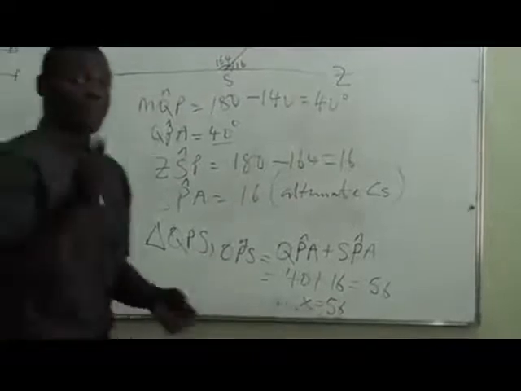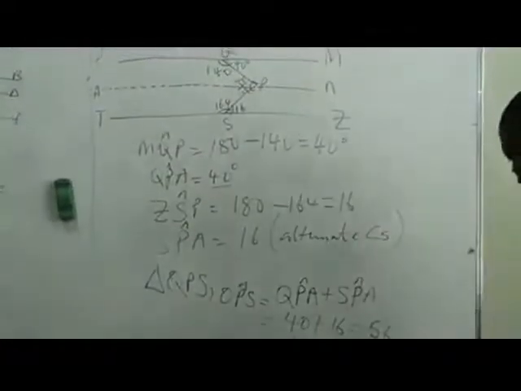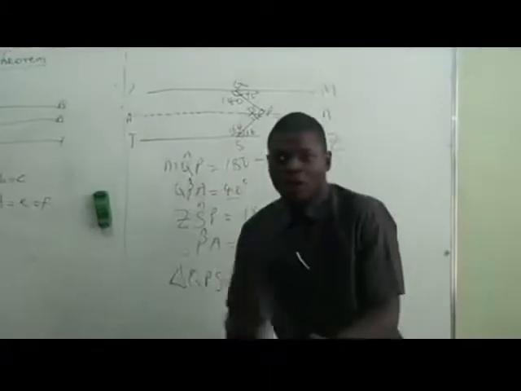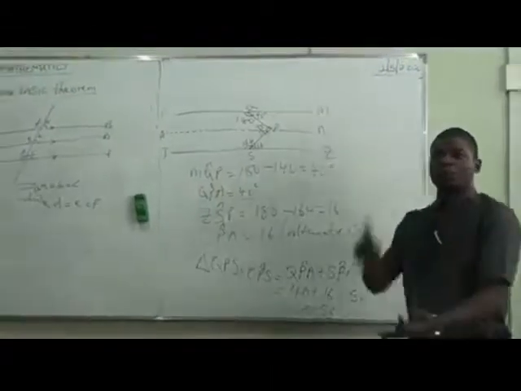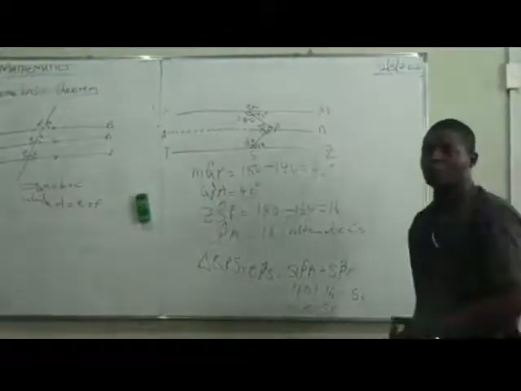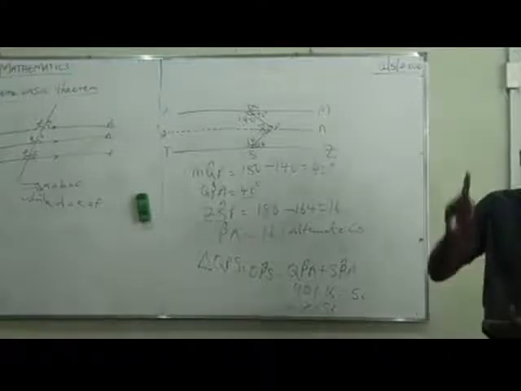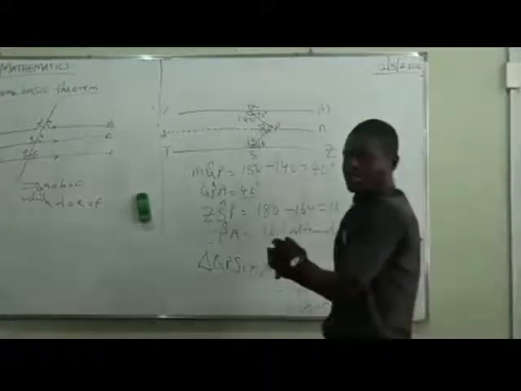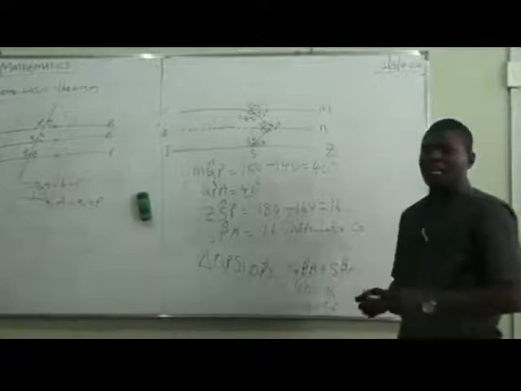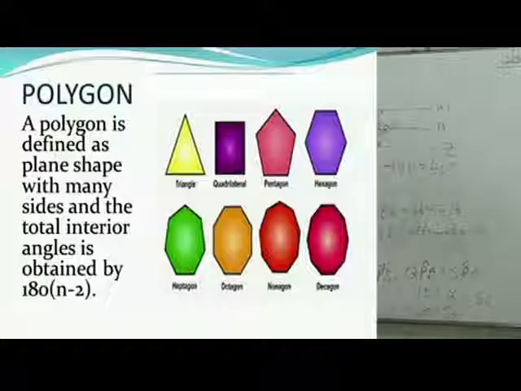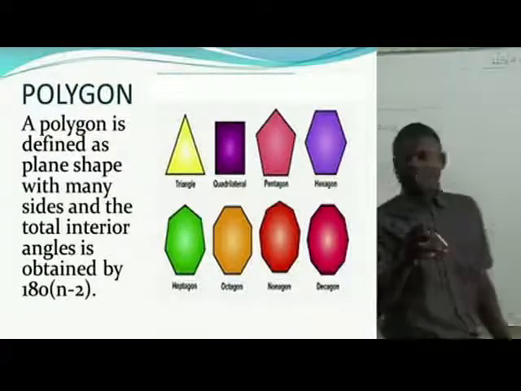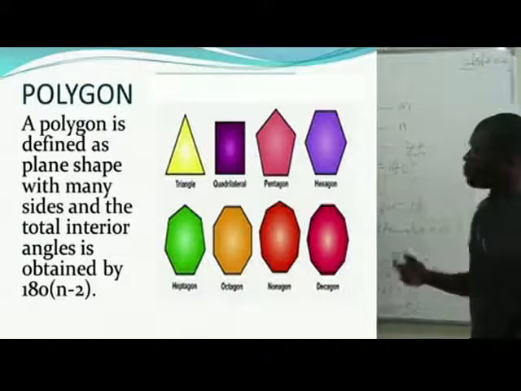Proved. So if you have been following my example, you are going to see that I proved corresponding angles, I proved alternate angles, and I also proved what? Vertically opposite angles. So now let's move to polygon. That is that song which we sing initially before I started the lesson.